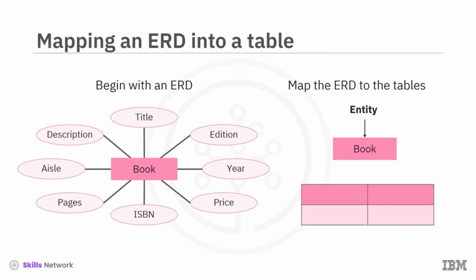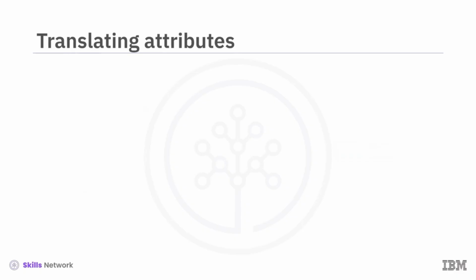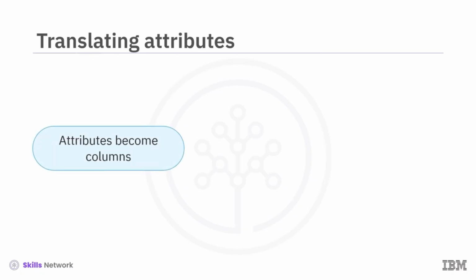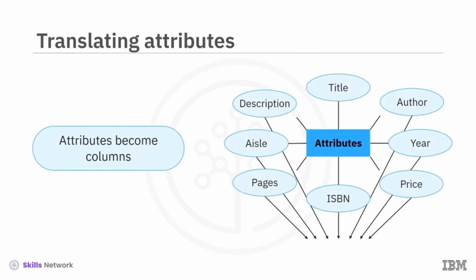This step provides the structure for the rows and columns. However, the table is still empty. It doesn't contain actual data. The next step involves translating attributes into the table. When translated to a table, the attributes of an entity become columns in that table. For example, if book had attributes ISBN, title, and author, these become columns in the book table.